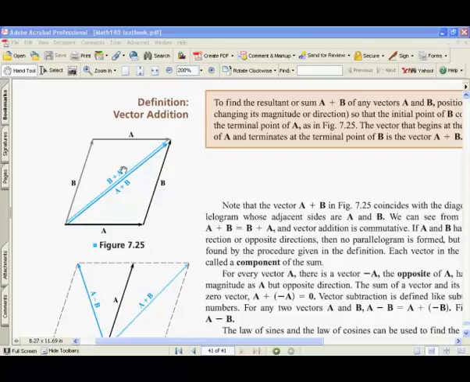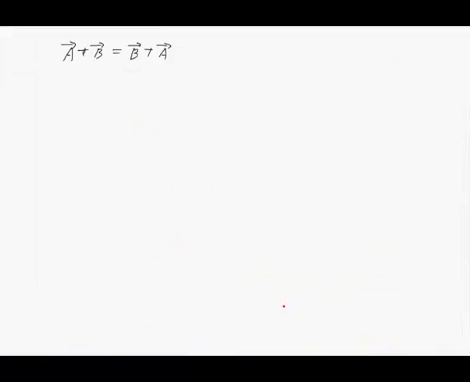But we have some special cases. So if you have two vectors which have the same direction, then in this case you cannot form a parallelogram, right? But you can use the second way to get the sum of these two vectors. For example, we have the vector A here and the vector B here.